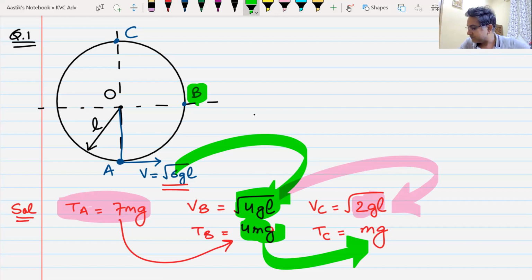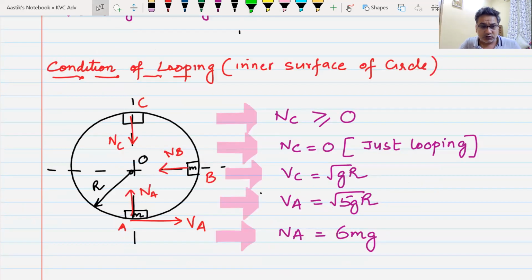Understood, sir. Okay. Again, a similar case where the body is not attached to a string. The similar case is when the body is on the inner surface of a circle. Whatever job tension was doing there, normal reaction is doing here. So the same case, only in place of tension, you have normal reaction. Do we understand this? Yes, sir. That's it.